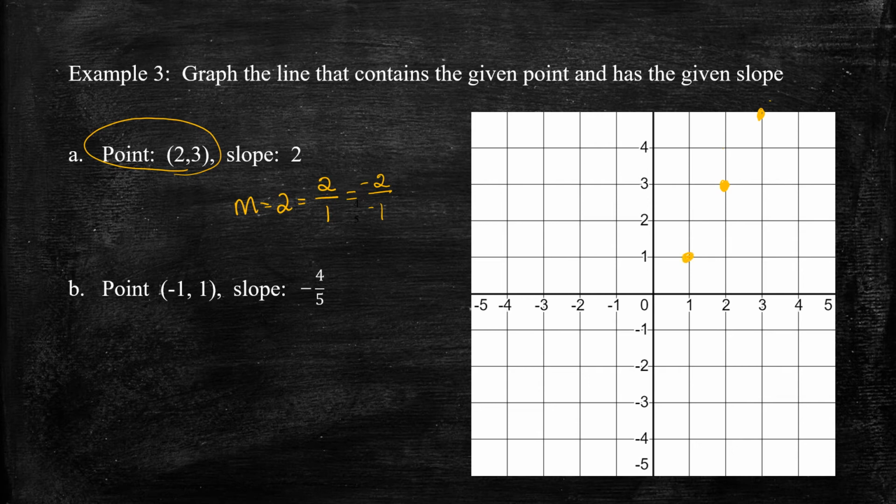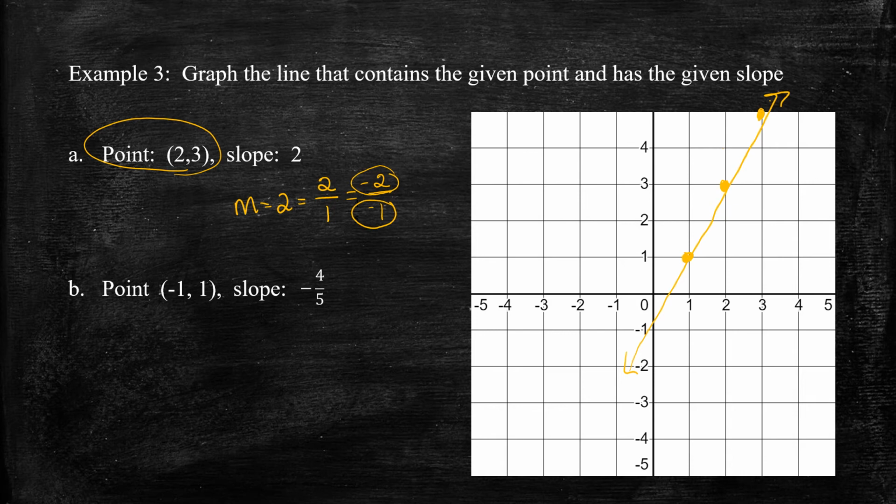Okay, so if your rise is negative, you're going down. If the run is negative, you're going to the left. So notice that these 3 points all lie on the same line. Okay, so you don't have to do both. If the slope is positive, go either up and to the right or down and to the left.